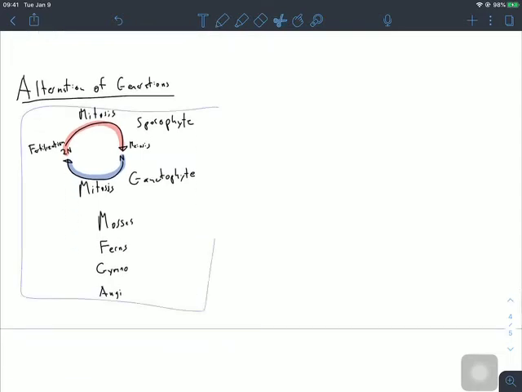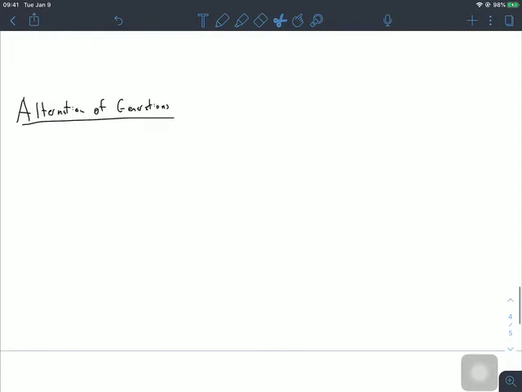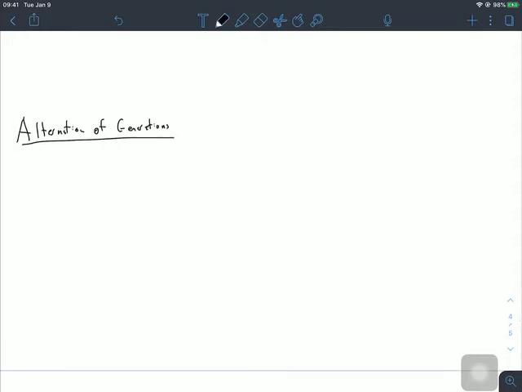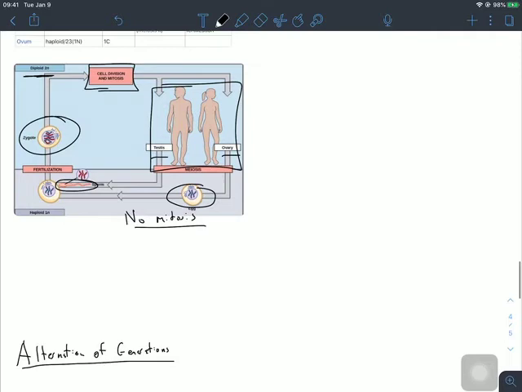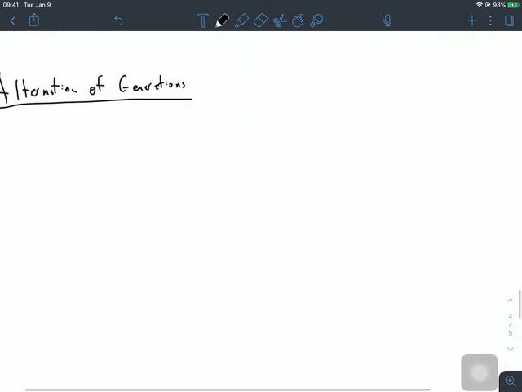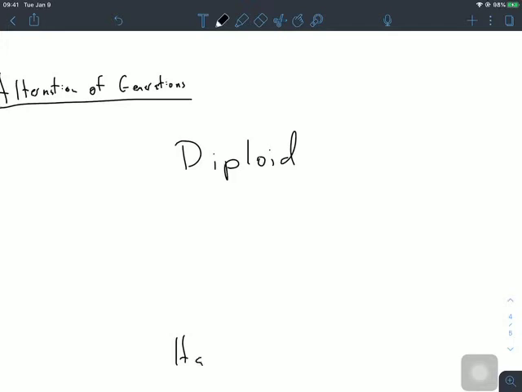And actually, I'm going to redraw this here. No need to have that here. The alternation of generations still requires us to alternate between diploid and haploid. So we have half the circle as our diploid state and half the circle as our haploid state, meaning that the body here is 2N and the body here is 1N.